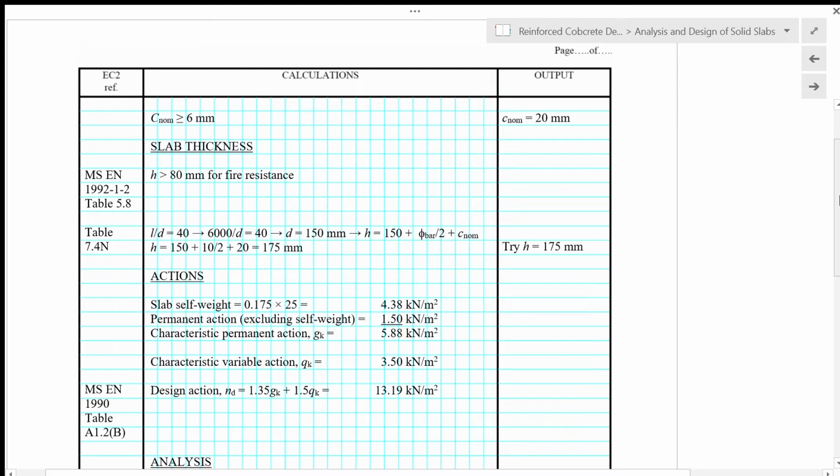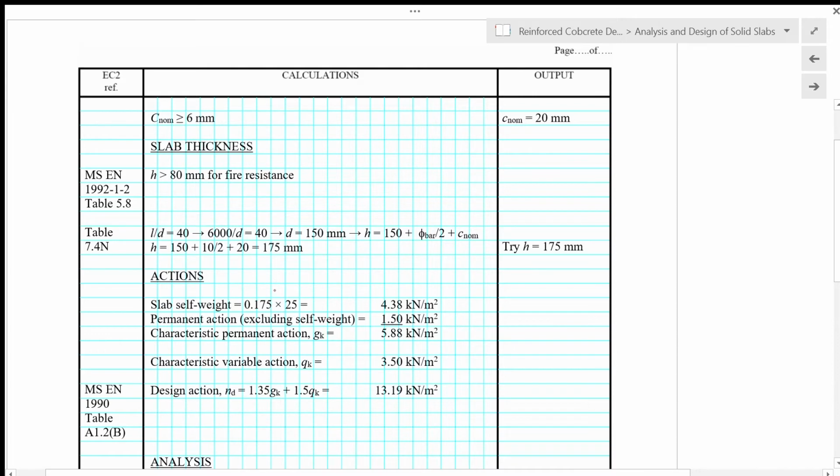For slab thickness, from fire resistance we already know that the thickness must be more than 80 mm. From Table 7.4N, we can assume that the L over d ratio is 40. So we first have to assume an L over d ratio so that we can estimate the dimension of the slab. In this case, we assume L over d equals 40, so d is equal to 150 mm. h is equal to d plus half of the bar diameter plus the nominal cover, so we have 175 mm.